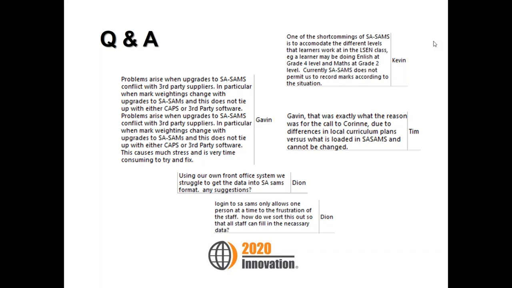Gavin, that is exactly the reason for the call to Corinne, due to the difference in curriculum versus what is loaded in SASAMS and cannot be changed. Tim, may I ask if Corinne gave any guidance to the fact that SASAMS and CAPS is not compliant? I'd love to hear if that had been put at her desk to say SASAMS and CAPS, there's a dysfunction between the two, because then we're getting somewhere to actually acknowledge that it is happening.